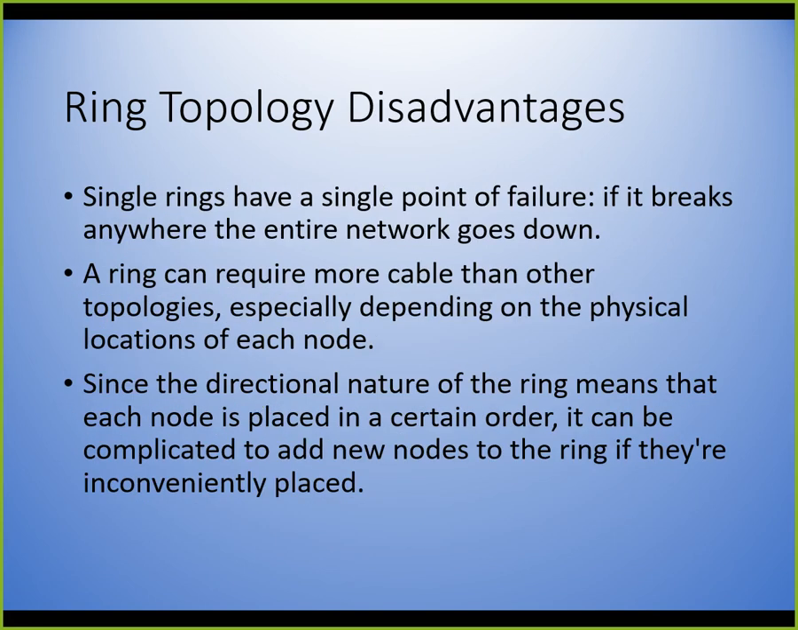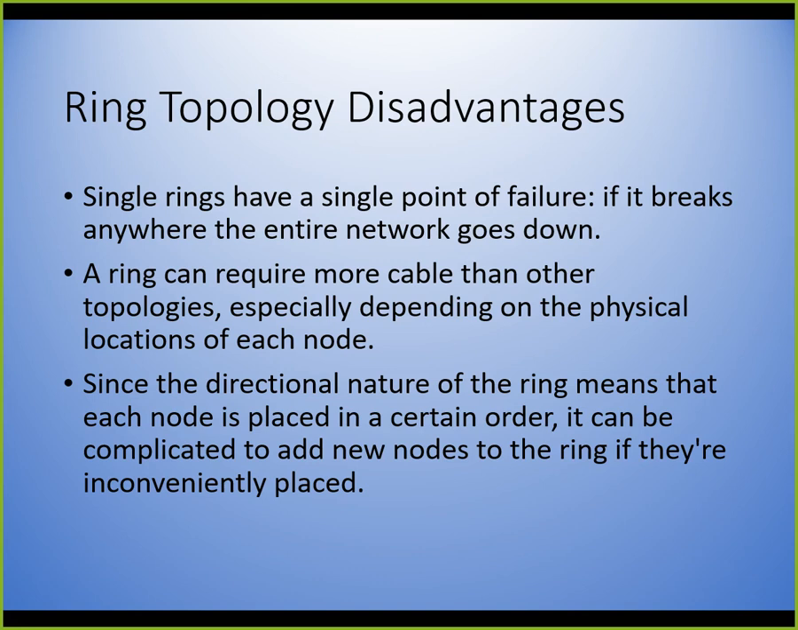Disadvantages: single rings, single point of failure. If it breaks anywhere, then the entire network goes down. More cable than other topologies, depending on the physical locations of the nodes. The directional nature of the ring means that each node is placed in a certain order. It can be complicated to add new nodes. It is more difficult to configure a token ring than it is an Ethernet.